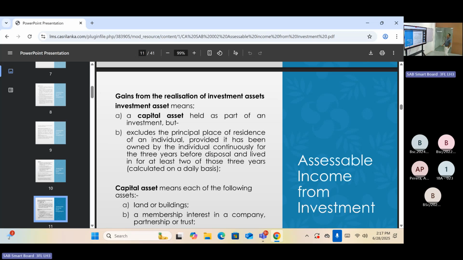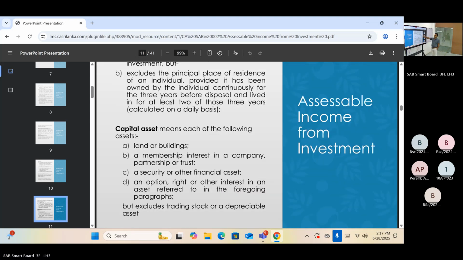So what is meant by capital asset? Capital asset means land or building. That's why the principal place of residence is excluded; residence means building. Membership interest in a company, partnership or trust is also a capital asset. Security or other financial assets, and options, rights or other interests in an asset referred to above, come under the capital asset.